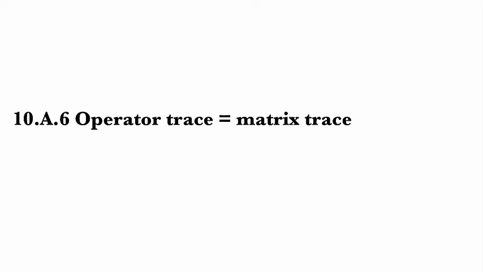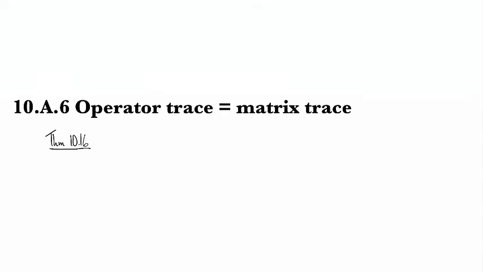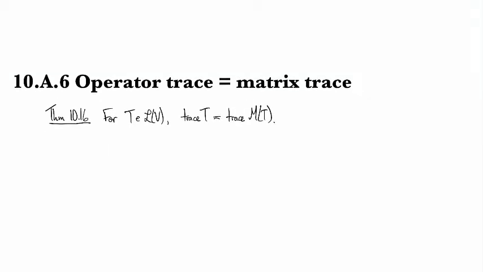So now we complete the connection between the matrix trace and the operator trace. And this is sort of a neat one because it gets under the hood a little bit of the structure of an operator. So for an operator T, and we're assuming finite dimensional because I'm talking about matrices, the trace of T is equal to the trace of the matrix of T.